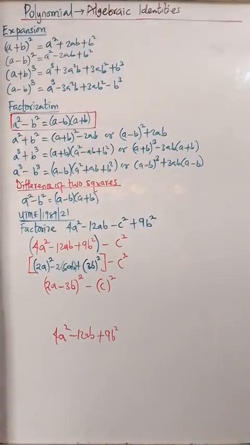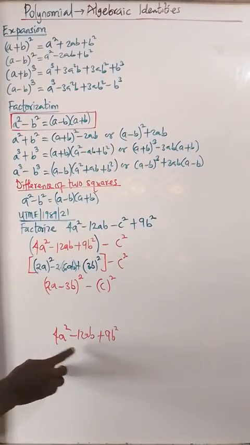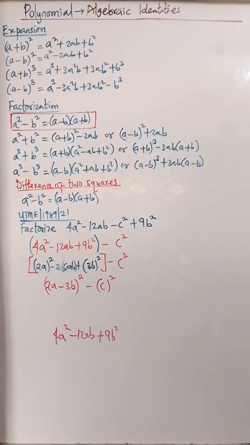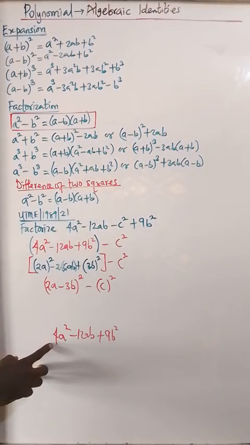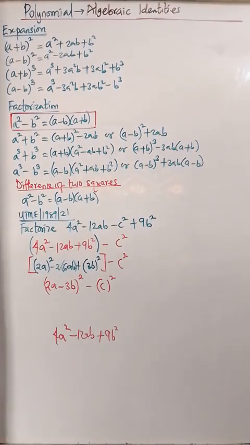Factorizing this quadratically, our focus will be on A. B is going to be seen as an ordinary number. So our focus is A. So 4 times 9, 36. The center here we have minus 12.